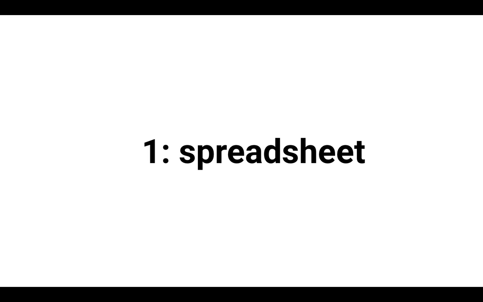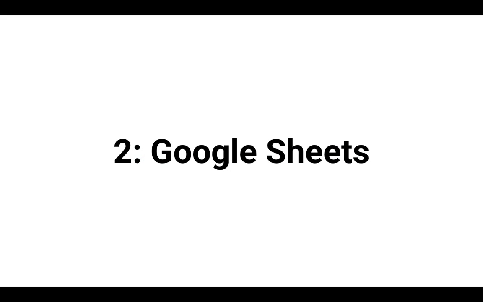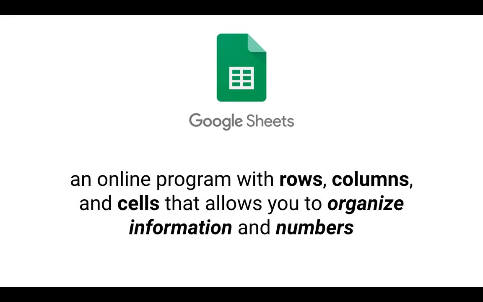1, spreadsheet. Repeat, spreadsheet. A spreadsheet is a document with information arranged in rows that go side to side and columns that go up and down. 2, Google Sheets. Repeat, Google Sheets. Google Sheets is an online program with rows, columns, and cells that allows you to organize information and numbers.